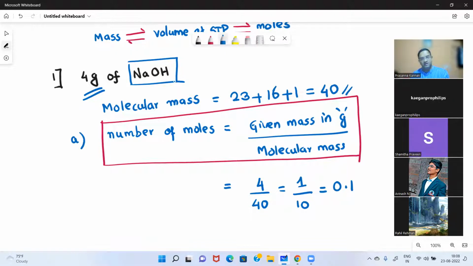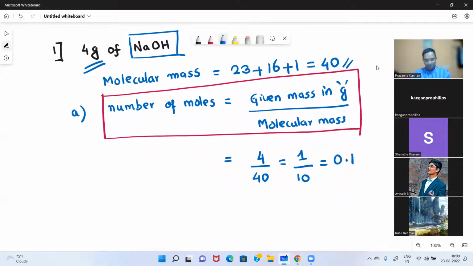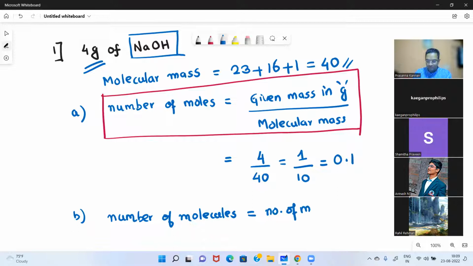This is the first question I asked, right? The second part of the same question is, find the number of molecules. I will give you a formula for the number of molecules also. So the number of molecules is going to be nothing but the number of moles. Once you know the number of moles, finding the number of molecules is very simple, right? Multiply it with Avogadro number. That's all. Multiply the number of moles with Avogadro number.